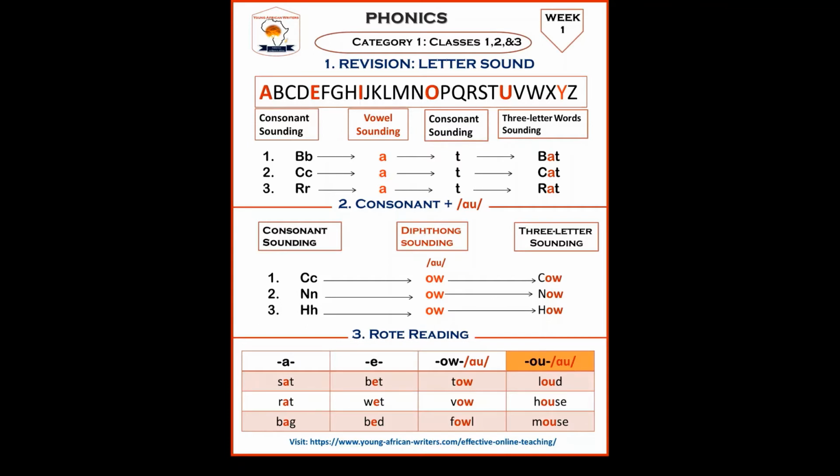Under ow, made of O and W, we have thou, vow, foul. Alright? Under ow, made up of O, U, we have loud, house, mouse. Bravo. Thank you very much.